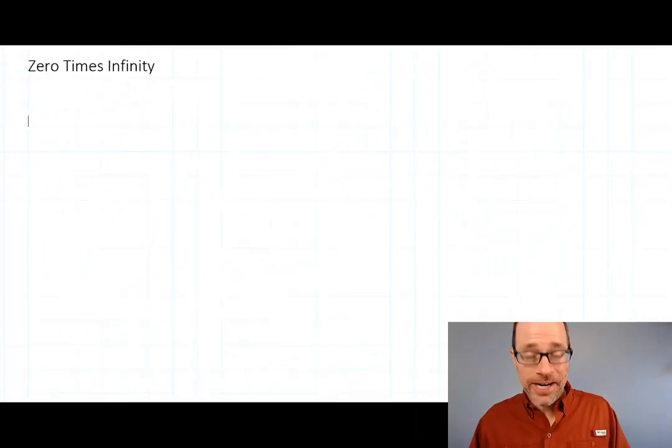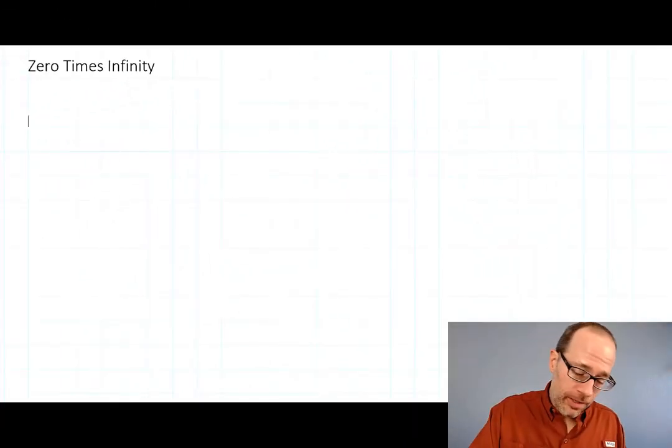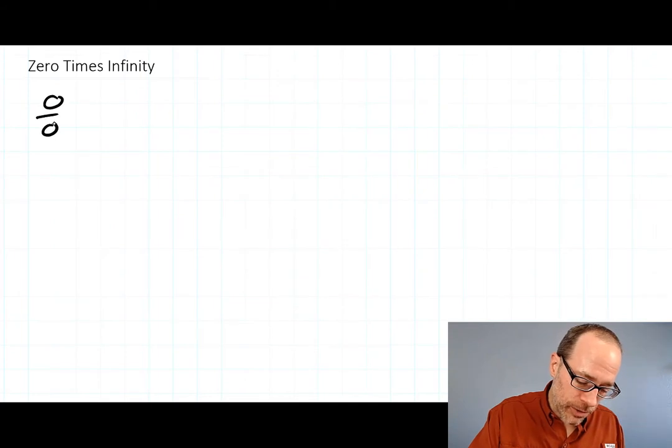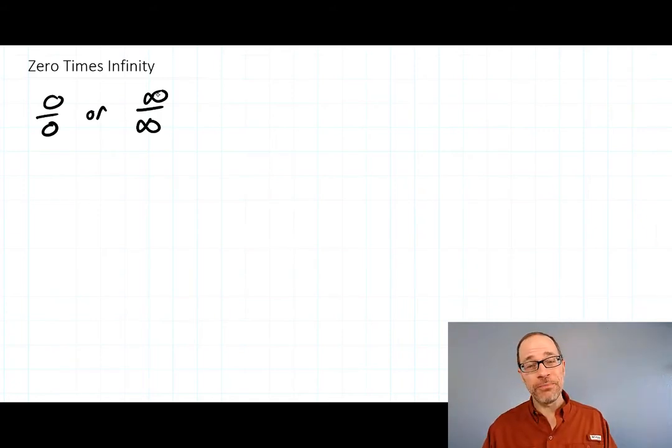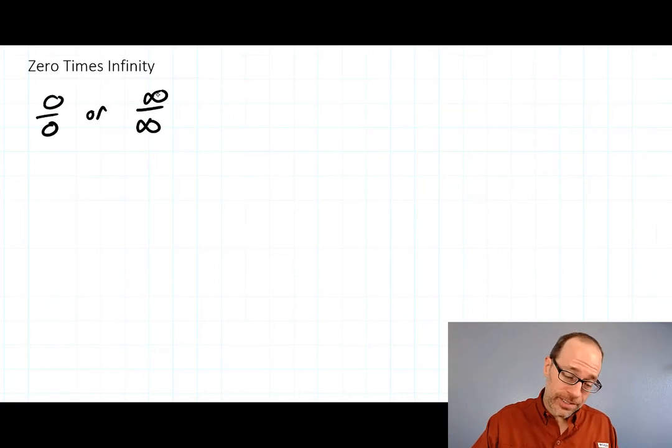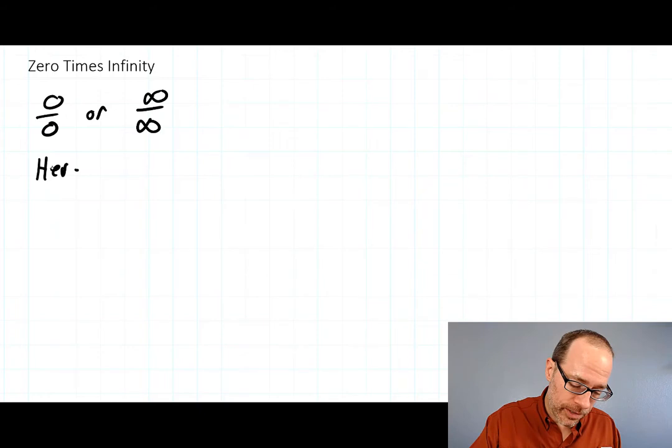All right, welcome back. Now, L'Hopital's rule only applies to the 0 over 0 case or the infinity over infinity case, but it turns out it also can be adjusted so that it handles other of these what are called indeterminate forms as well. Here, we're going to figure out what happens if your problem is a 0 times infinity. How do you handle that?